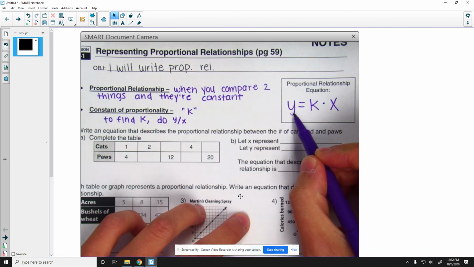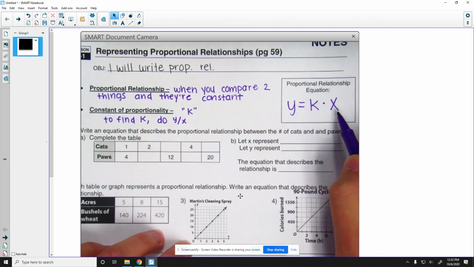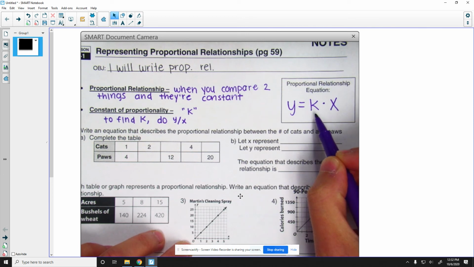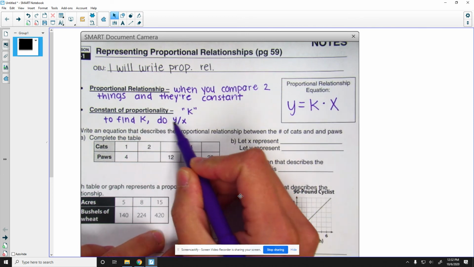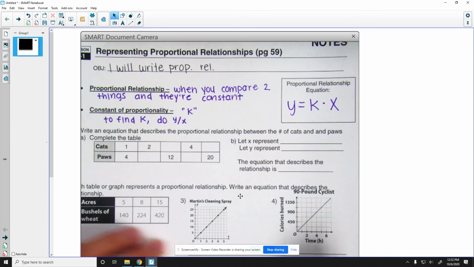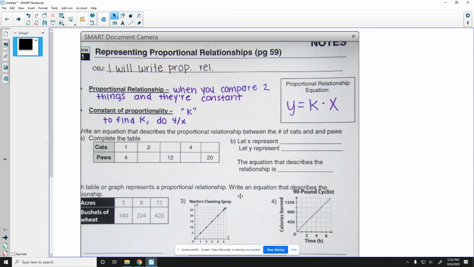So the y is always going to be the letter y. The x is always going to stay as the letter x. And then the letter k is going to always be some number. And how do you find k? You do y divided by x. Okay, so finish writing this down and then let's actually try some. I think that it'll make more sense once we actually practice so you know what you're doing.